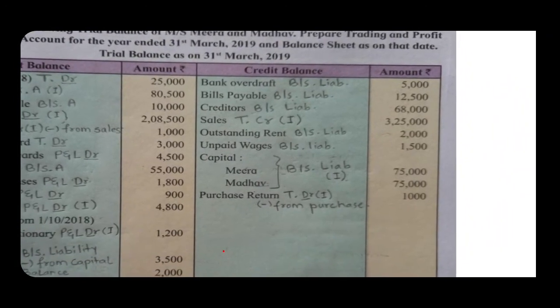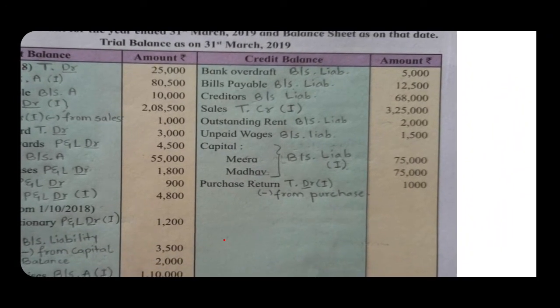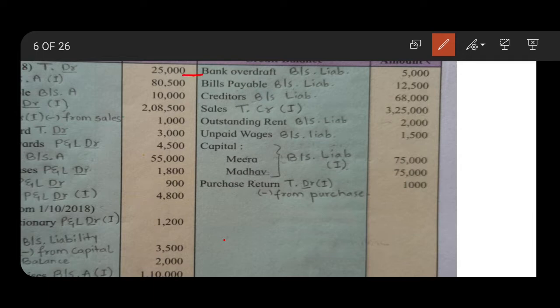Here in the credit balances, bank overdraft: balance sheet liability side. Bills payable: balance sheet liability side. Creditors: balance sheet liability side. Sales: trading account credit side, in the inner column, as we write sales and deduct sales return out of it. Therefore, in the inner column. Outstanding rent, balance sheet liability side. Unpaid wages, balance sheet liability side. Capital, balance sheet liability side, in the inner column.